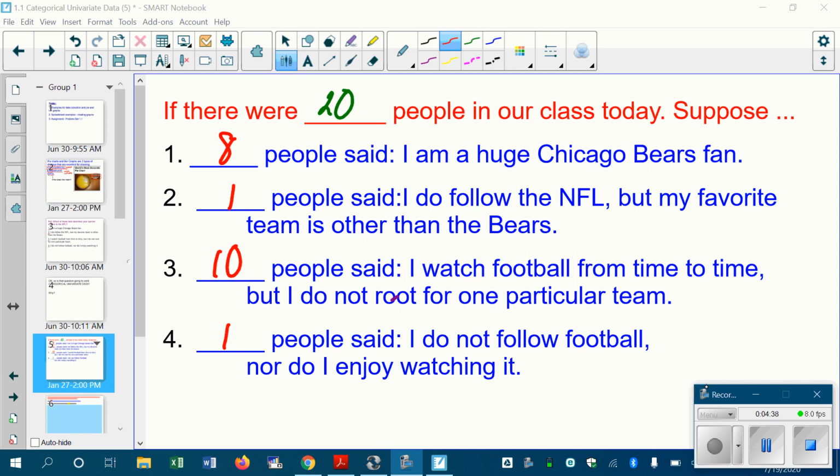And this was the distribution of statements. So 8 people were Bears fans. 1 person said, hey, I got a different team that I like. 10 people said, I watch it now and then. And 1 person's like, I hate it. Okay. So with that data, we can then use that information to make a nice pie chart, a nice bar graph.